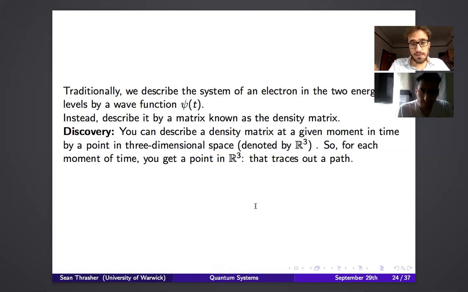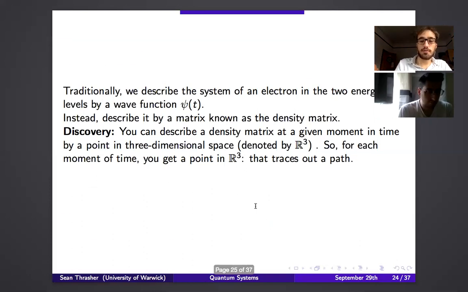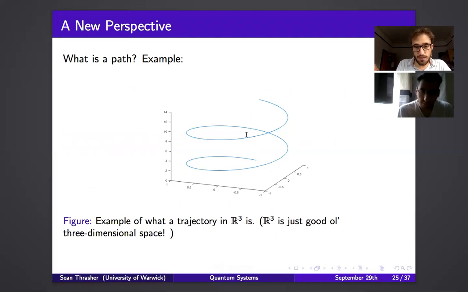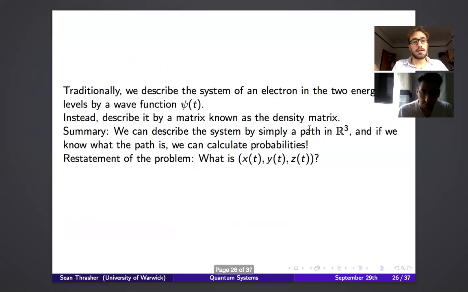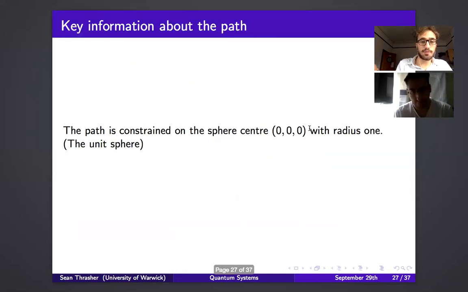Now, one discovery we made, an exciting discovery, is that you can equivalently describe a density matrix at a given moment in time by a point in regular three-dimensional space. So for each moment of time, you get a different point in three-dimensional space, which traces out effectively a path. So it might look something like this. We call them trajectories. Now, the question is, what is this particular path? Because if you can figure out what the path is, what the x, y, and z coordinates are as a function of time, then you can effectively solve the problem that we are trying to analyze.